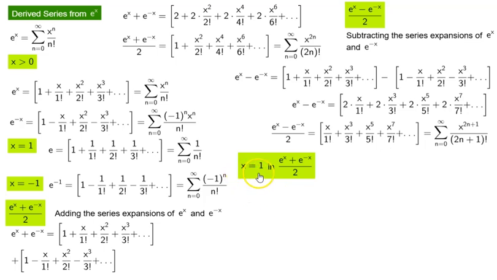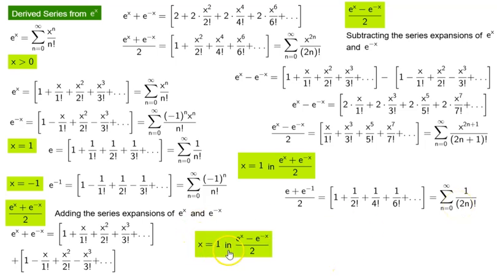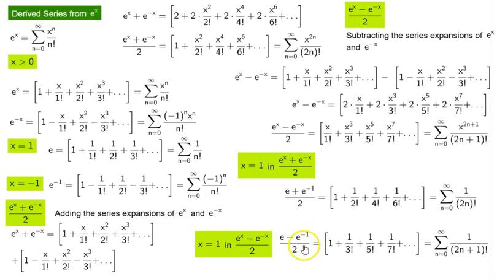Now, let's take x equal to 1 in the e to the power of x plus e to the power of minus x by 2 expansion. We get e plus e to the power of minus 1 divided by 2 is equal to 1 plus 1 by 2 factorial plus 1 by 4 factorial plus 1 by 6 factorial and so on. Now let's take x equal to 1 in e to the power of x minus e to the power of minus x by 2. We get e minus e to the power of minus 1 by 2 equal to 1 plus 1 by 3 factorial plus 1 by 5 factorial plus 1 by 7 factorial and so on.